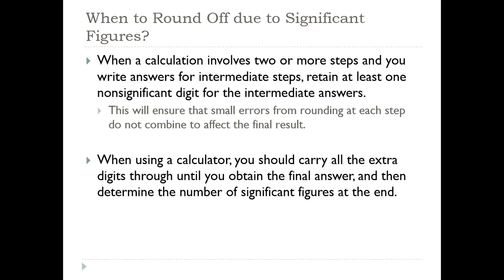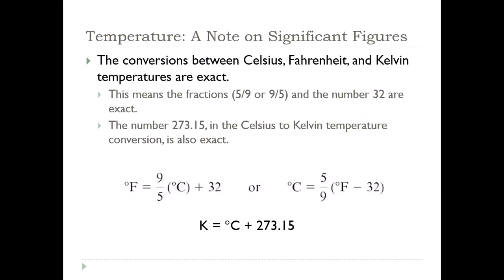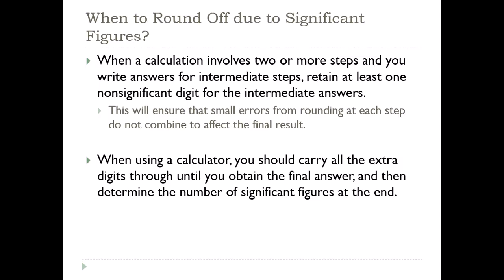If you're doing multiple steps, let's say step by step instead of dimensional analysis, though like I said, dimensional analysis is preferred, try not to round. I would write out the entire number, because otherwise by the end you've introduced a lot of rounding error. When a calculation involves 2 or more steps and you write answers for intermediate steps, retain at least one non-significant digit for the intermediate answers. This will ensure that small errors from rounding at each step do not combine to affect the final result.